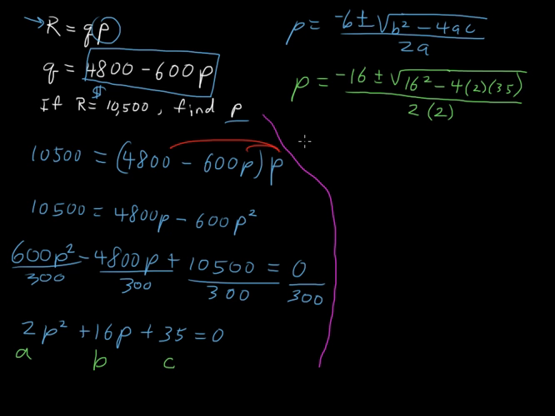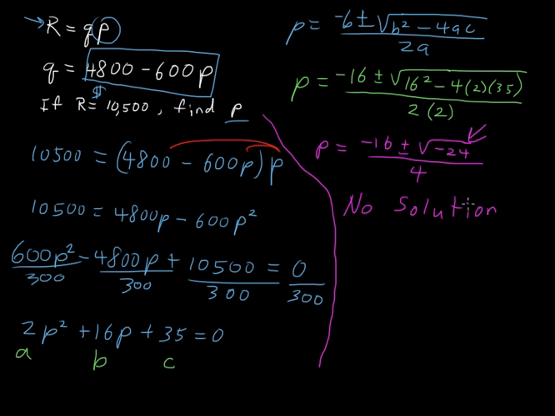Let's go to the calculator and simplify that and see what we get. And you get P equals negative 16 plus or minus, so far so good, negative 24 under the radical, over 4. Doesn't matter about this other stuff. The big problem is we're taking the square root of a negative number. We can't do that. So we say no solution. You say, well, shoot, that does me no good. I didn't solve the problem.